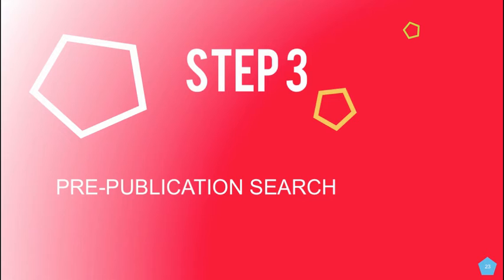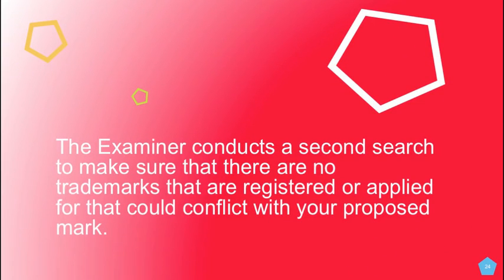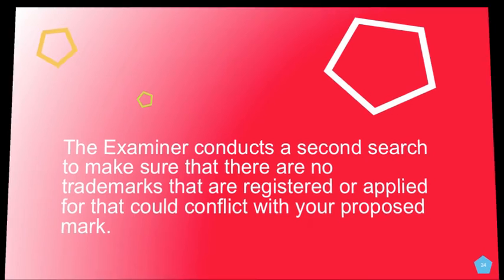Step 3. The pre-publication search. The examiner conducts a second search to make sure there are no trademarks that are registered or applied for that could conflict with your proposed mark.